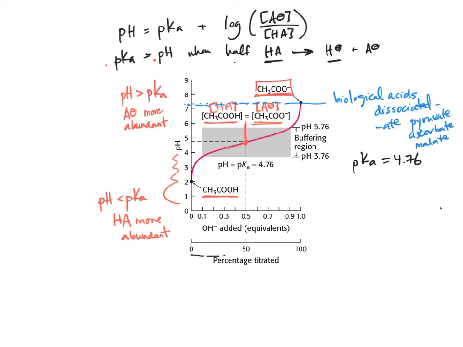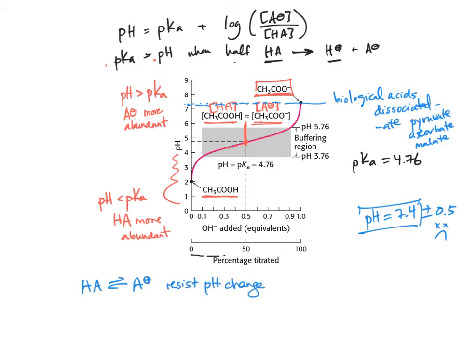Speaking of biological pH, our bodily pH is around 7.4, and a disturbance of 0.5 of a pH scale can lead to coma or even death. So we need to buffer or protect this bodily pH. And fortunately, acids and their conjugate base are really good at buffering or resisting pH change. And we can see that actually on our graph here.